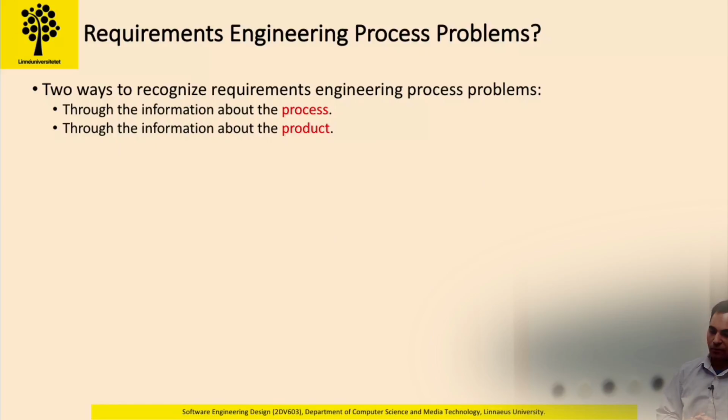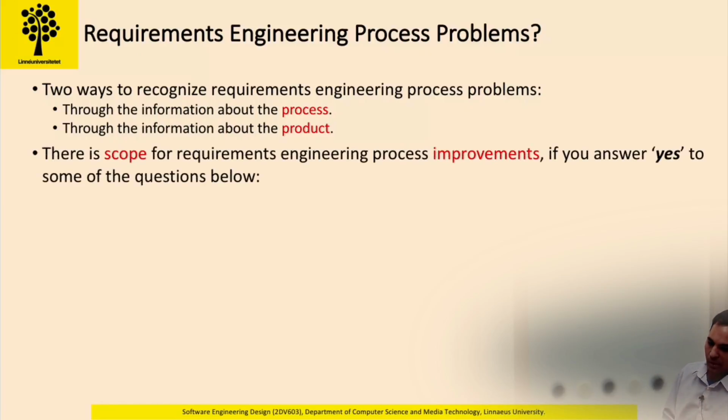But of course, the requirements engineering process might have problems. These problems might create a poor product, or these problems might be created because of a loophole in your process. So you can find these problems from two different perspectives: one is the process and one is the product. I will show you some questions later on, and if you answer yes to any of the questions below, you might say that your process or product has a problem because the requirements were not well defined.